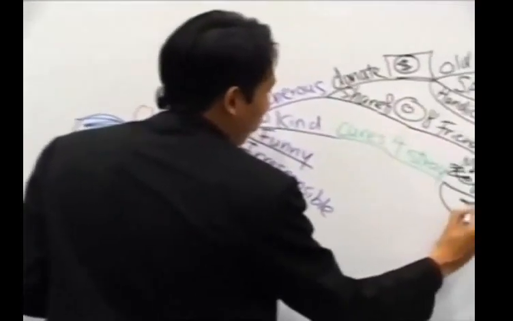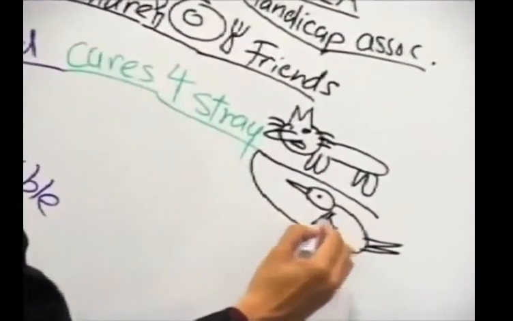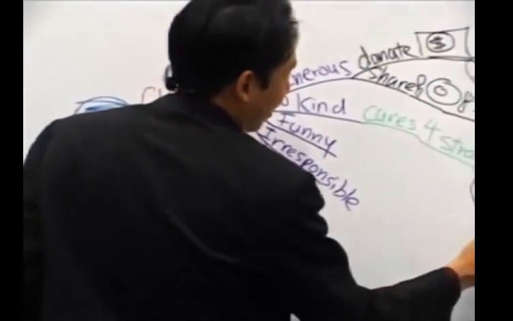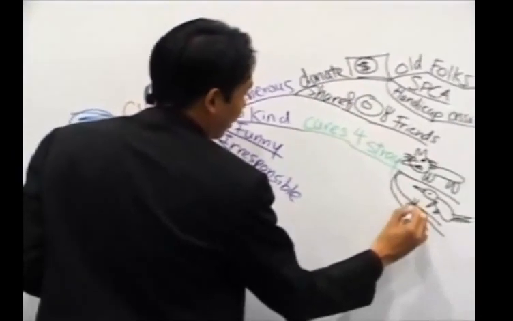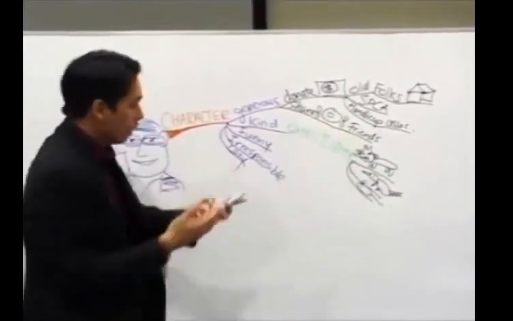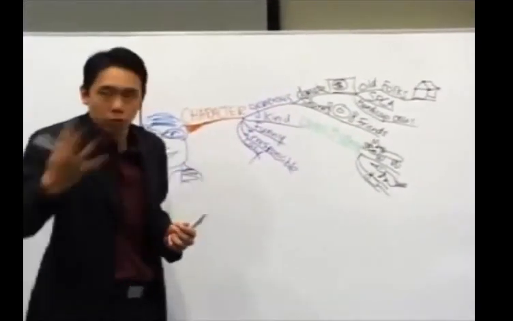So I could draw a pigeon over here. Again, I'm not saying my drawings are the best in the world. Well, that's my pigeon, okay? And it cares for stray, let's say, rats. Ooh, that's a bit disgusting, but it doesn't matter. So you know what I'm saying? So we just branch it out this way. Or why else is he kind? Maybe he's kind because he helps old people across the road.